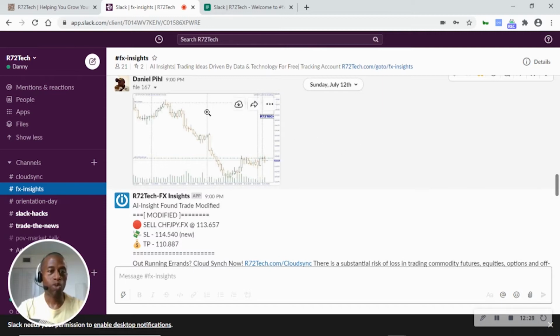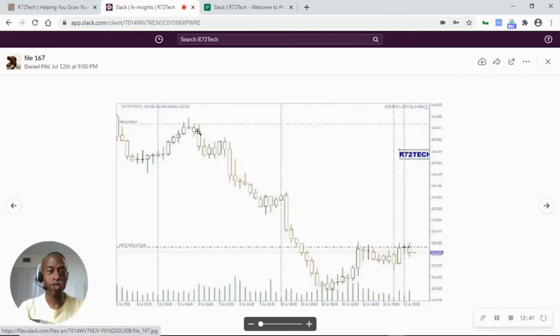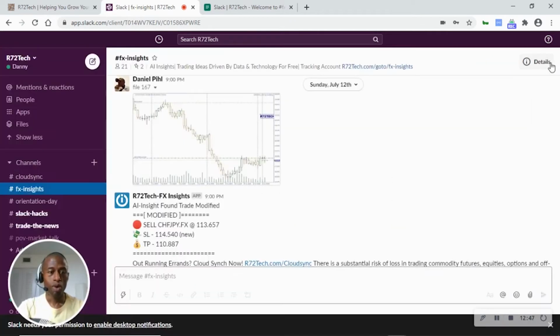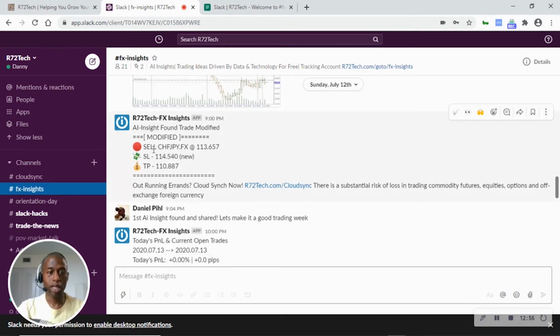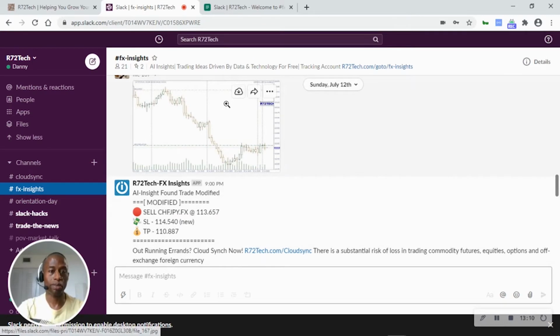All right. So the first AI insight was found. It was at 9 p.m. on Sunday, July 12th. So as you see, there is a chart here. A chart comes with the AI insight. So very first thing that you can do is you can just pull up the chart, and you're gonna be able to take a look at it. Let us take a look here. Okay, so we got a sell here for Swiss franc yen at this price right here. Stop loss, new, take profit. So now you received an AI insight, and you have the chart to go along with it.